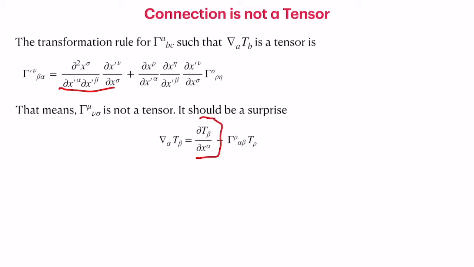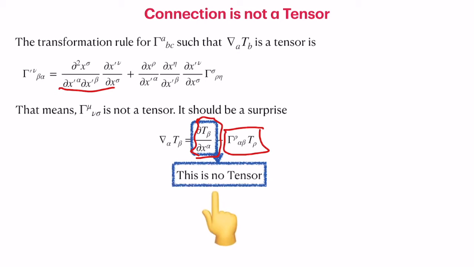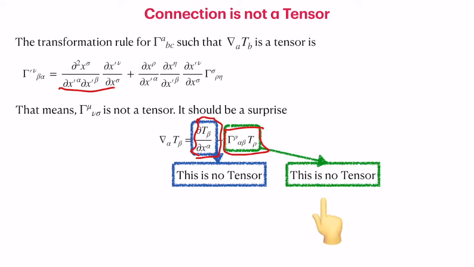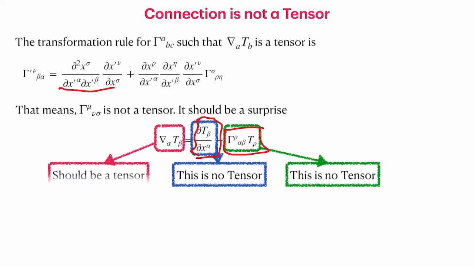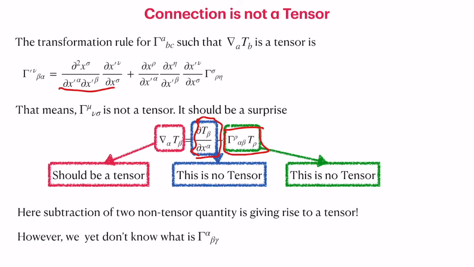The first one is a partial differentiation and the second one is a gamma term. The first term is not a tensor, so this we have seen earlier, and now currently we see that the second term is also not a tensor. Somehow the subtraction of two non-tensor quantities cancels out the term which we are not interested in and results in a quantity which is purely tensor. It is like magic, where you cleanly get rid of the terms which you are not interested in and give a pure tensor quantity. It is still clear that we don't know what gamma is.